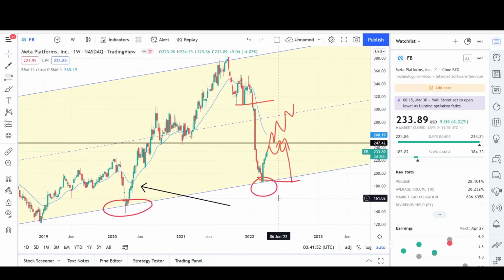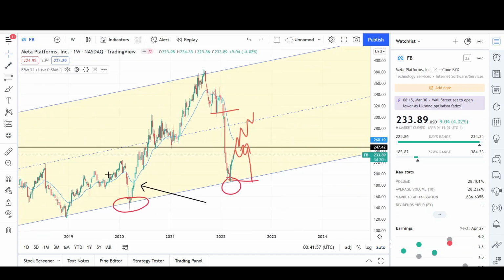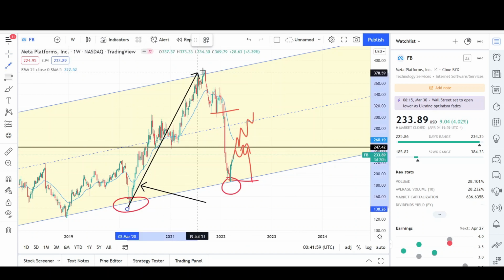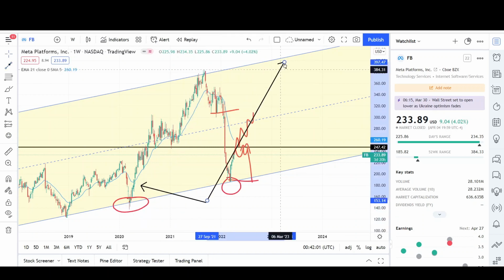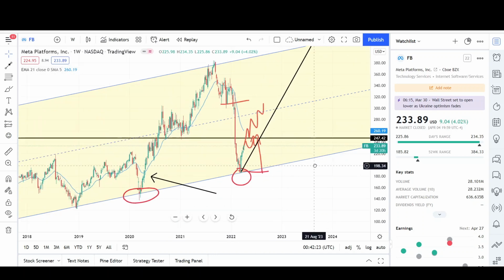Where's my target for Facebook in the long term, or at least the end of this year possibly? Let's do a measured move. This would be the first leg up right here. This could be a potential second leg, and this target is right at the 430 level. So that's my target for Facebook. I think we can get there within a year, maybe September 2023, depending on how bullish prices are. But as long as we don't go below the 185 level, this target still holds. So that's everything I have for Facebook.